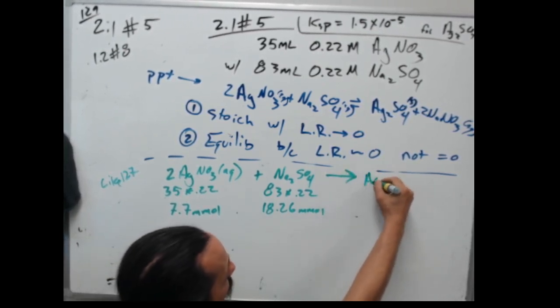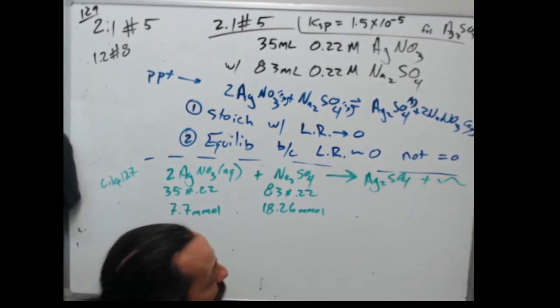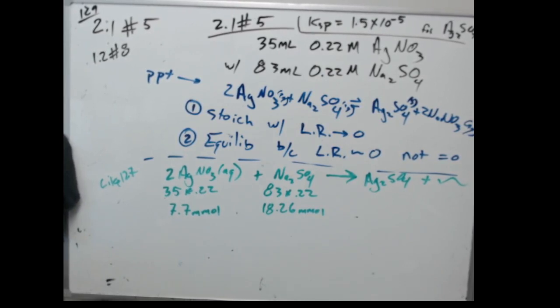And that's going to make Ag2SO4. I don't really care about the other stuff it makes, plus some sodium nitrate. Right? I could look at this as a net ionic equation, but this is good enough. I have to identify the limiting reactant. I can do it in my head.